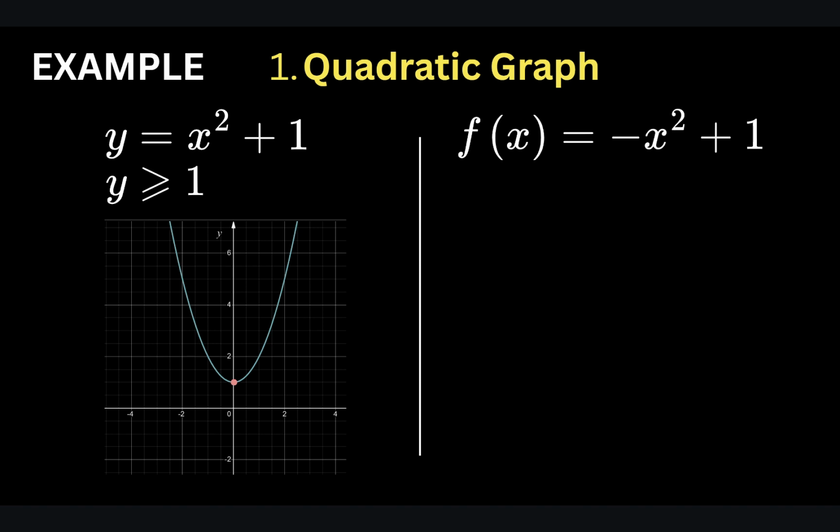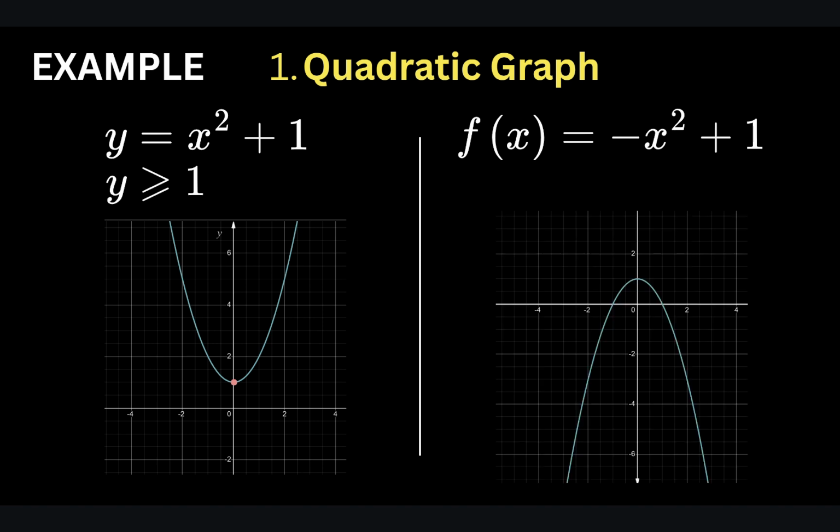Next, when the coefficient is negative, you have a sad graph. So we need to identify the maximum point, and the range will always be less than or equal to 1.